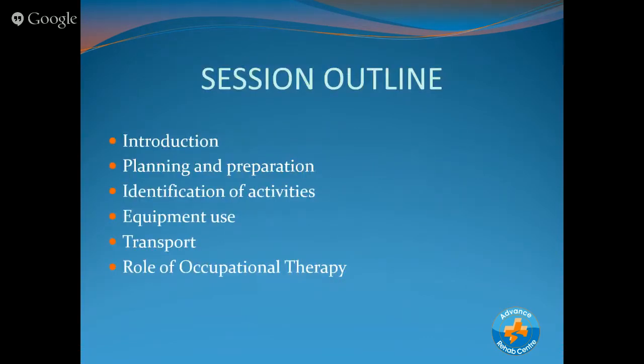Session outline. Some of the things that we'll cover today include an introduction, and then we go through the 5 different tips for community access, including planning and preparation of your trip, identification of relevant activities, equipment use, which may be relevant for the individual, transportation options, and also the role of occupational therapy.